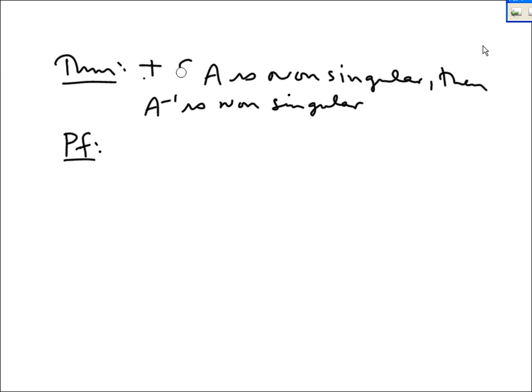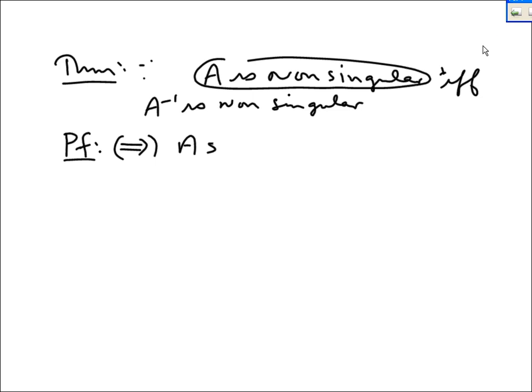Well, no, I want to make a stronger statement here. A is non-singular if and only if A inverse is non-singular. Either they're both non-singular or they're both singular, both being A and A inverse. So let's go this way, to the right. That is, we assume this. Assume A is non-singular. I want to show that A inverse is non-singular.